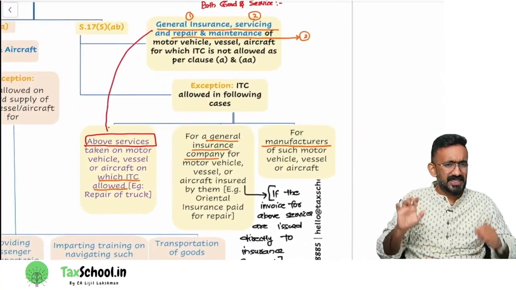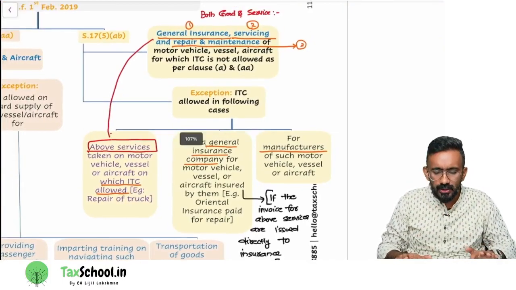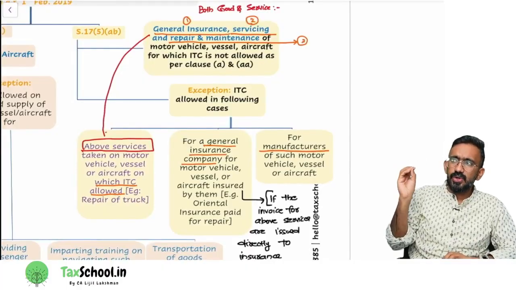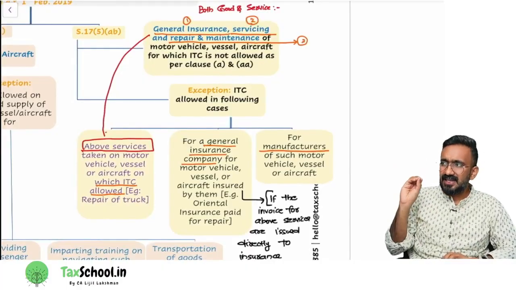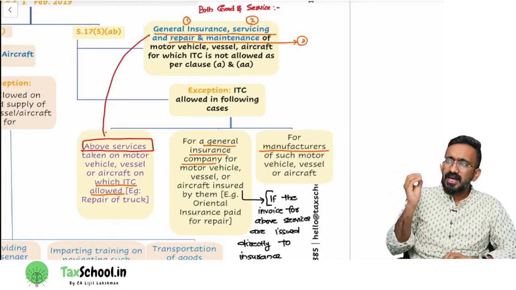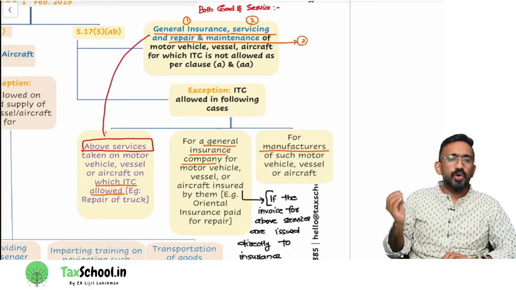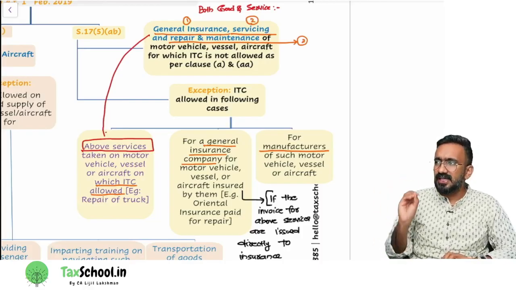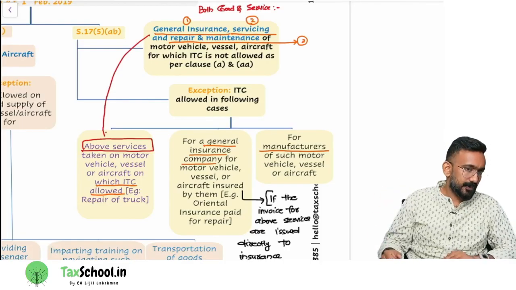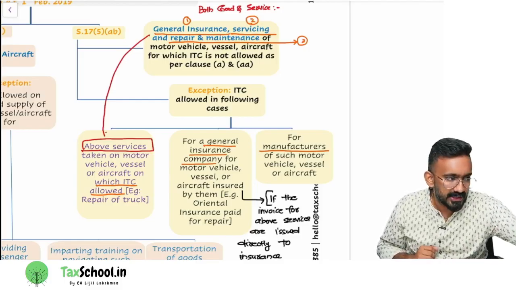Now, 17.5 AB is slightly tricky. A lot of people get a little confused on 17.5 AB, so we will go a little slow on this. They said, inward supply of goods or services for general insurance, servicing, repair and maintenance of motor vehicle, vessel or aircraft for which ITC is not available as per clause A and clause AA. The meaning, I'll give you an example from a friend of mine's case, okay?